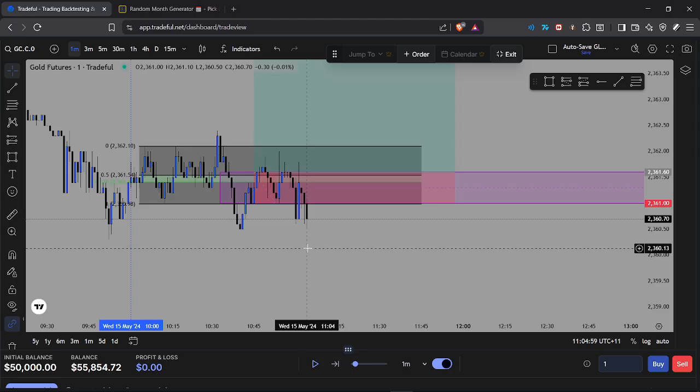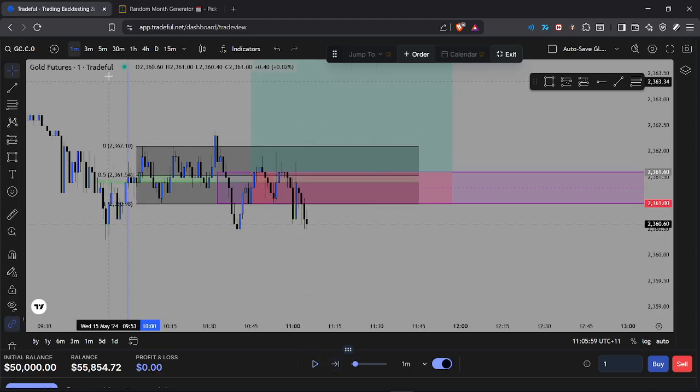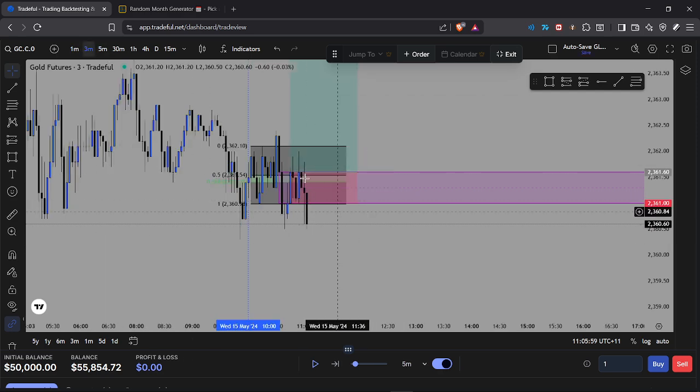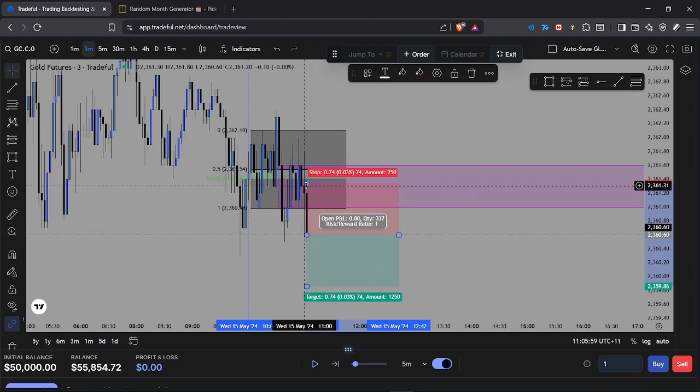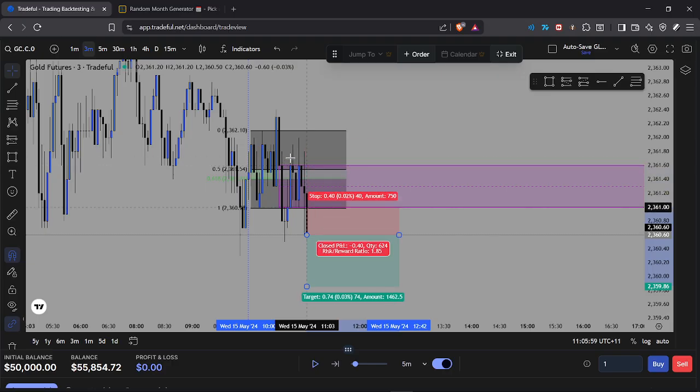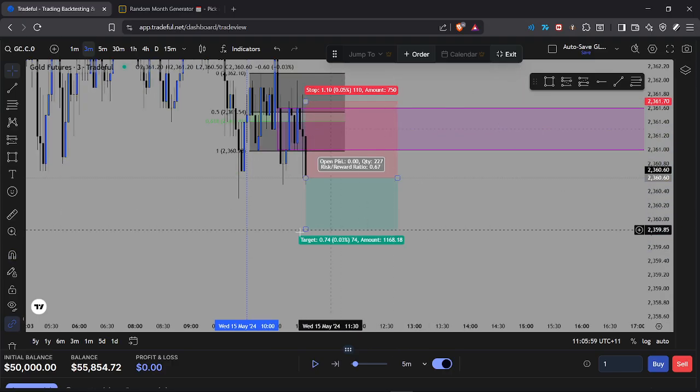$11.03, $11.04. So I think we get one more candle on this, and now, yeah, now we can actually. Okay, I think I deleted it. And now this would be valid. Stop loss above.